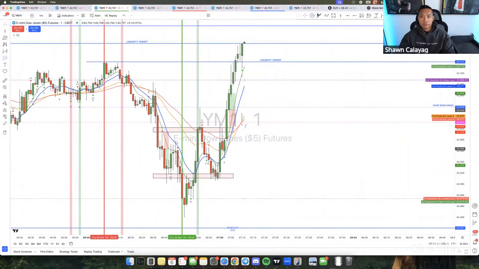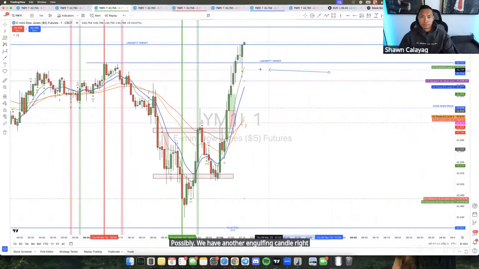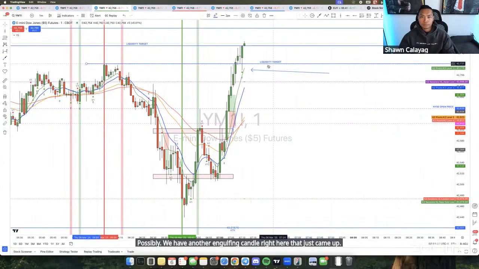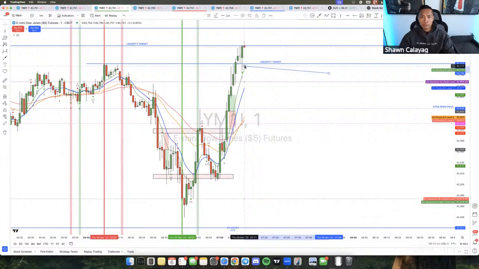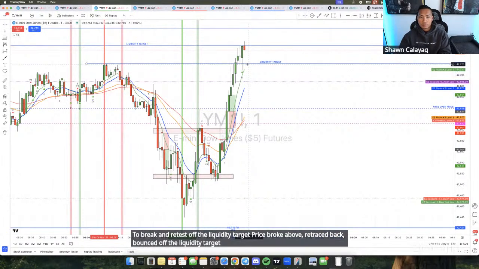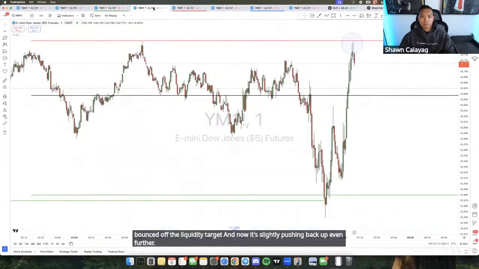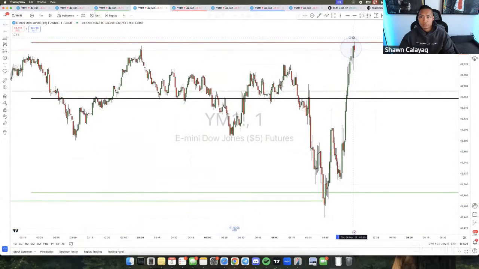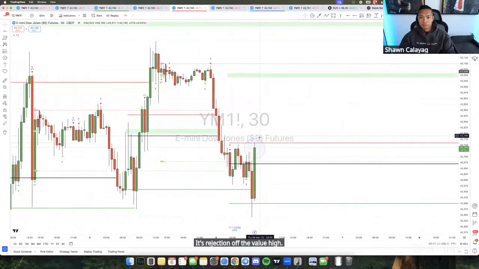We have another engulfing candle right here that just came up. So break and retest off the liquidity target. Price broke above, retraced back, bounced off the liquidity target, and now it's slightly pushing back up even further. So rejection off the value high. Rejection off the value high. This might be the turn for the downside now.